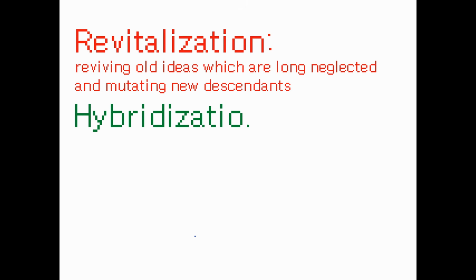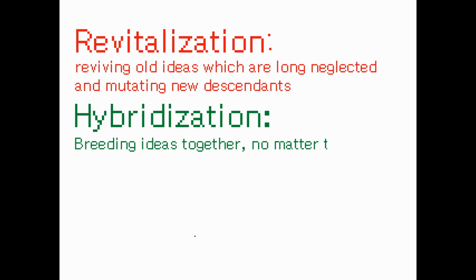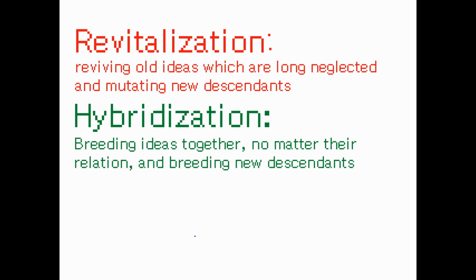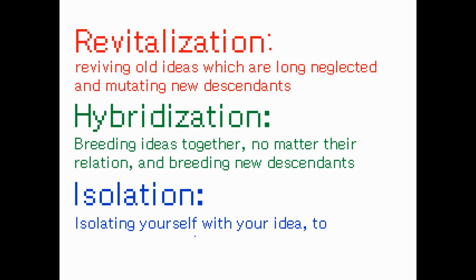So, let's restate. Revitalization. Reviving old ideas which are long neglected and mutating new descendants. Hybridization. Breeding ideas together, no matter their relation, and mutating new descendants. Isolation. Isolating yourself with your idea to accumulate mutations for a more unique idea. And remember, don't use AI when you're trying to create, because instead of something unique and special, you will be tricked into thinking a mediocre idea is what you were looking for in the first place.